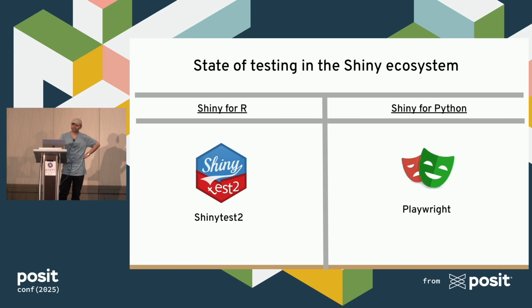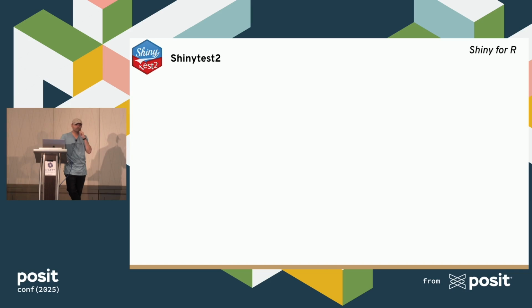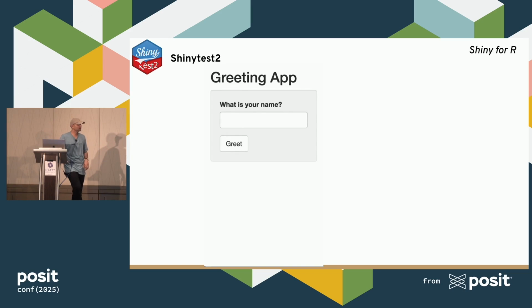So in the Shiny ecosystem, we have Shiny for R and Shiny for Python. For Shiny for R, we have Shiny Test 2, and for Shiny for Python, we use Playwright. I'll go into details of both of them. So Shiny Test 2: let's say you have an app where you can type your name, click a button, and then you get greeted. And you want to test this.